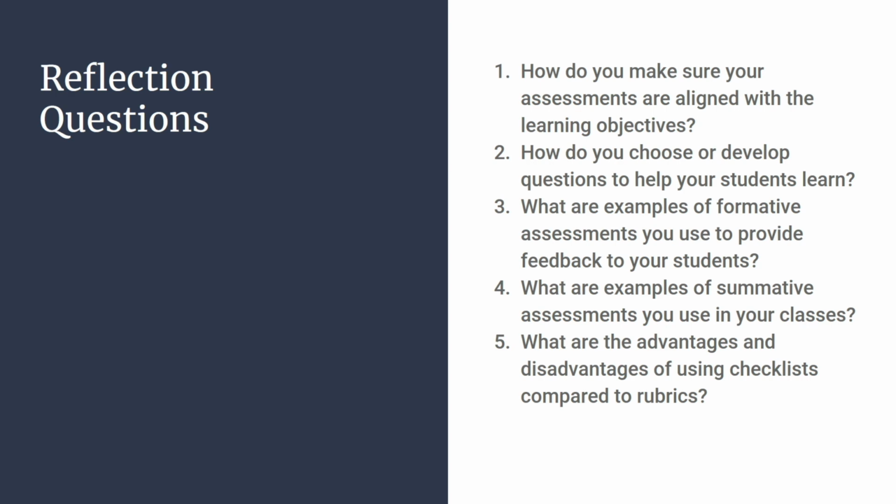We'll close things up today by looking at the reflection questions that we'd like you to think about. The first one, how do you make sure your assessments are aligned with the learning objectives? Number 2, how do you choose or develop questions to help your students learn? Number 3, what are examples of formative assessments you use to provide feedback to your students? Number 4, what are examples of summative assessments that you use in your classes? And number 5, what are the advantages and disadvantages of using checklists compared to rubrics?